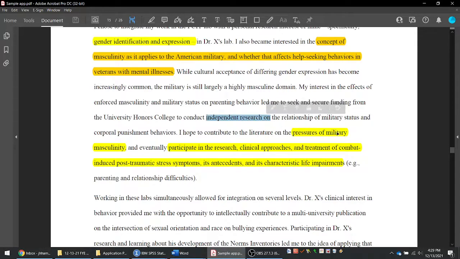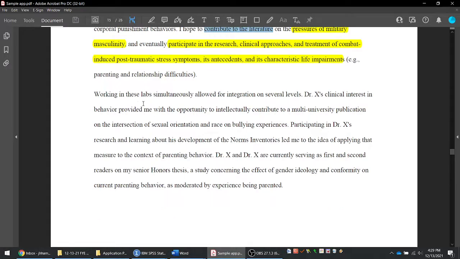Hope to contribute to the literature and eventually participate in treatment, okay. I hope to, so this is future goals. Contribute to the literature, so I hope to do research, so that's good. She wants a PhD, and so she wants to publish in this literature and eventually participate in research, clinical work, so doing clinical work and practice and treatment. So I can see the tie-ins, research and clinical work kind of have some tie-ins to the research interests of my lab, which is cool.